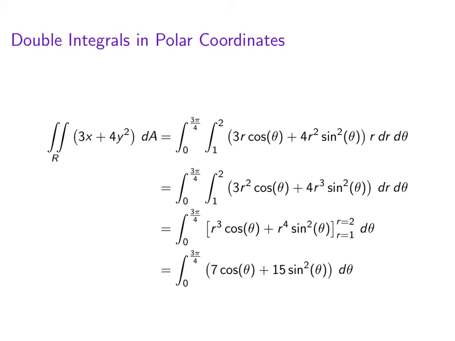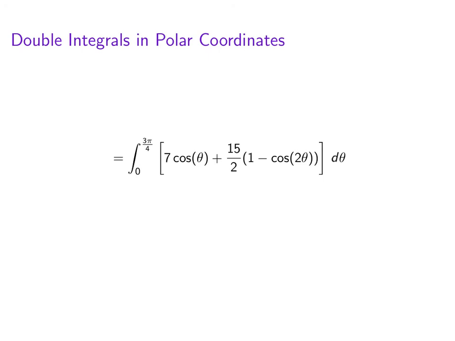Cosine theta is easy to integrate. Sine squared theta, not so easy to integrate, but we'll show how to do that. In order to integrate the sine squared, we have to use a half angle formula, and that's what we've done here. We've changed sine squared theta into 1/2 times (1 minus cosine 2 theta). Now it all should be fairly straightforward to antidifferentiate.